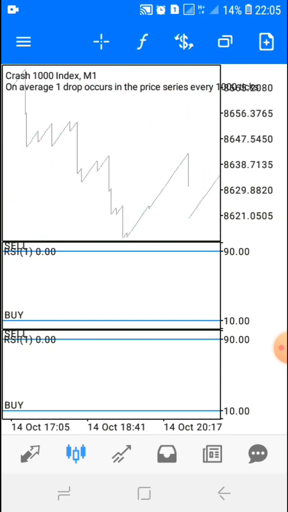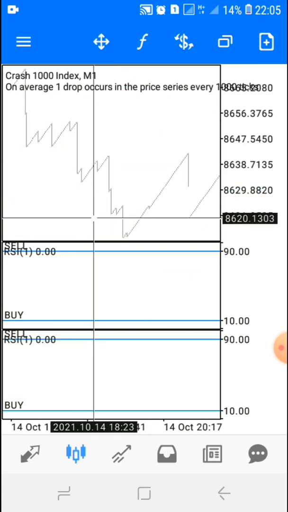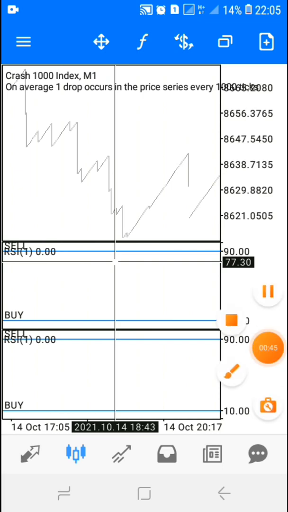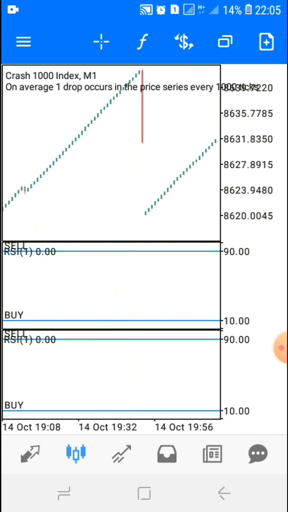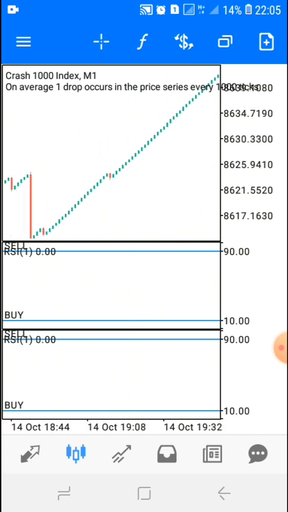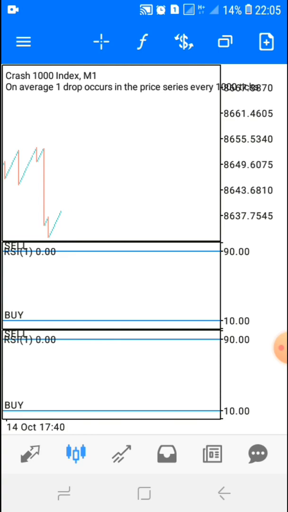Okay, so as you can see, we have our buy and sell. When we're in Crash 1000, we're only looking for buys because we are scalping. We are not looking at spikes. So to all my beginner traders, scalping basically means that we are trading the small candles and we are not staying in the market for too long.